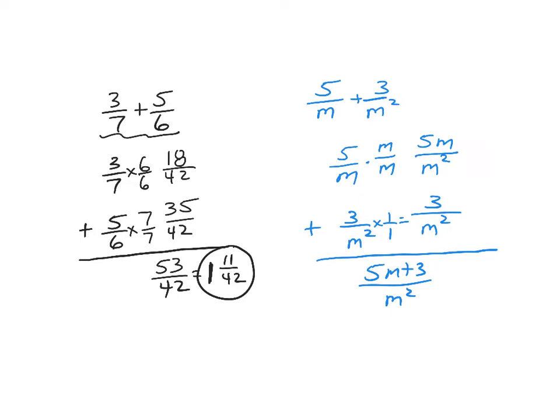Once again, remember, I cannot factor out this m with one of the m's down on the bottom because this m is part of a term. The other m is a factor, so I cannot do that. So my final answer is just 5m plus 3 over m squared.